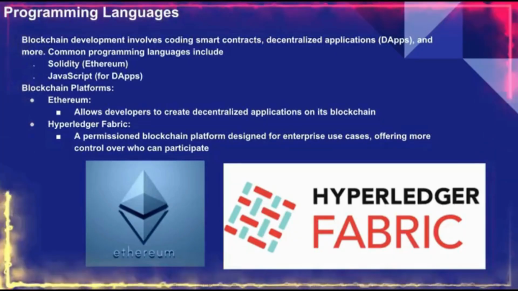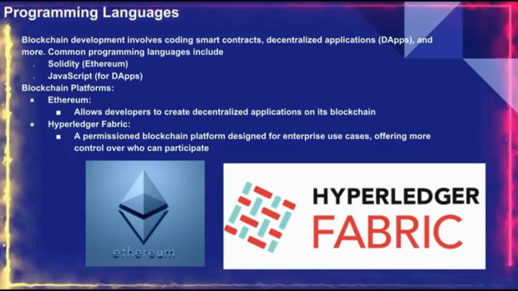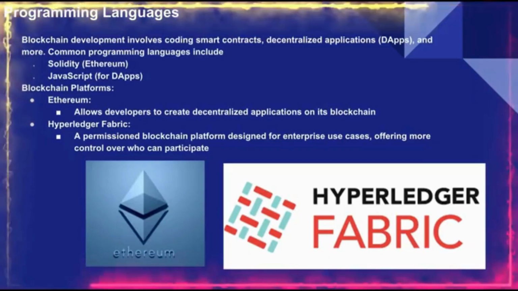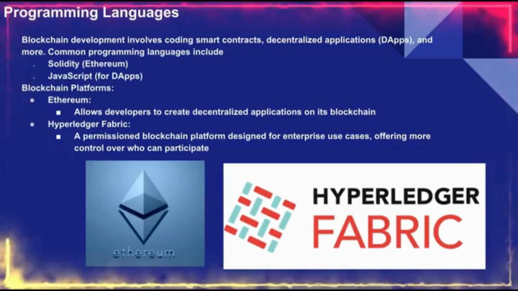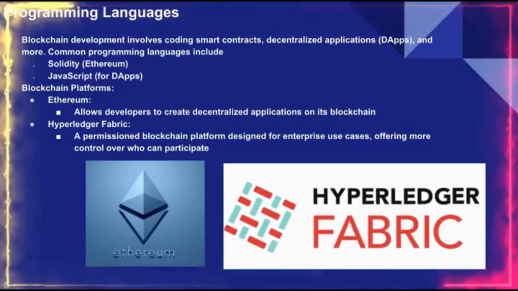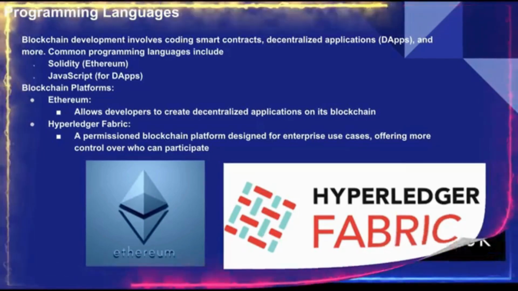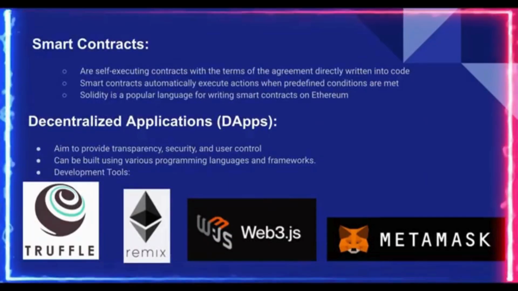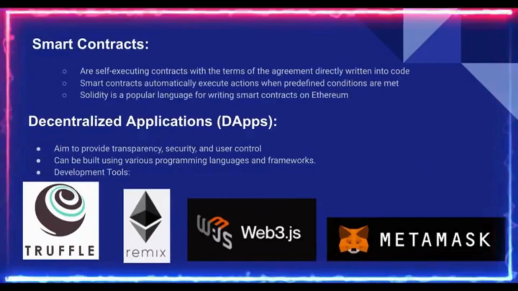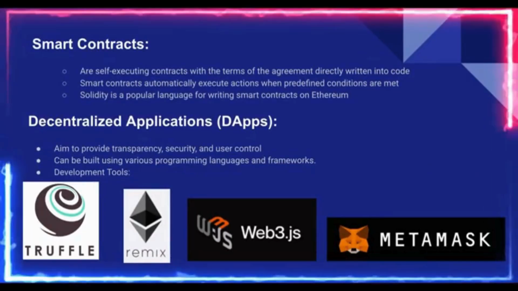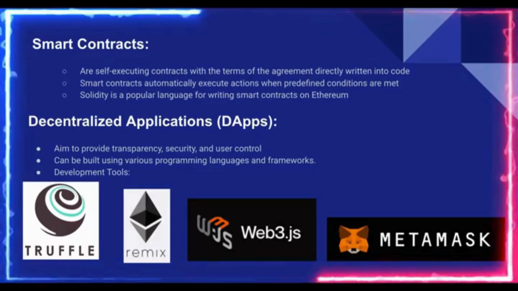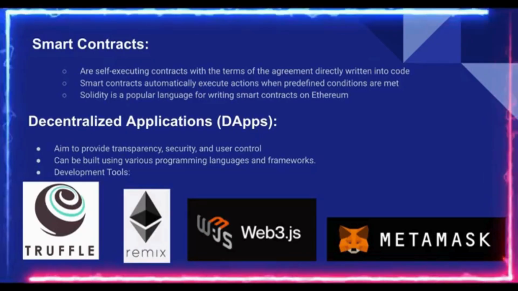Hyperledger Fabric, a permissioned blockchain platform designed for enterprise use cases, offering more control over who can participate. There are various other blockchain platforms, each with its own features and use cases, for example, Cardano, Binance Smart Chain, etc. Smart contracts. These are self-executing contracts with the terms of the agreement directly written into code. Smart contracts automatically execute actions when predefined conditions are met. Solidity is a popular language for writing smart contracts on Ethereum.